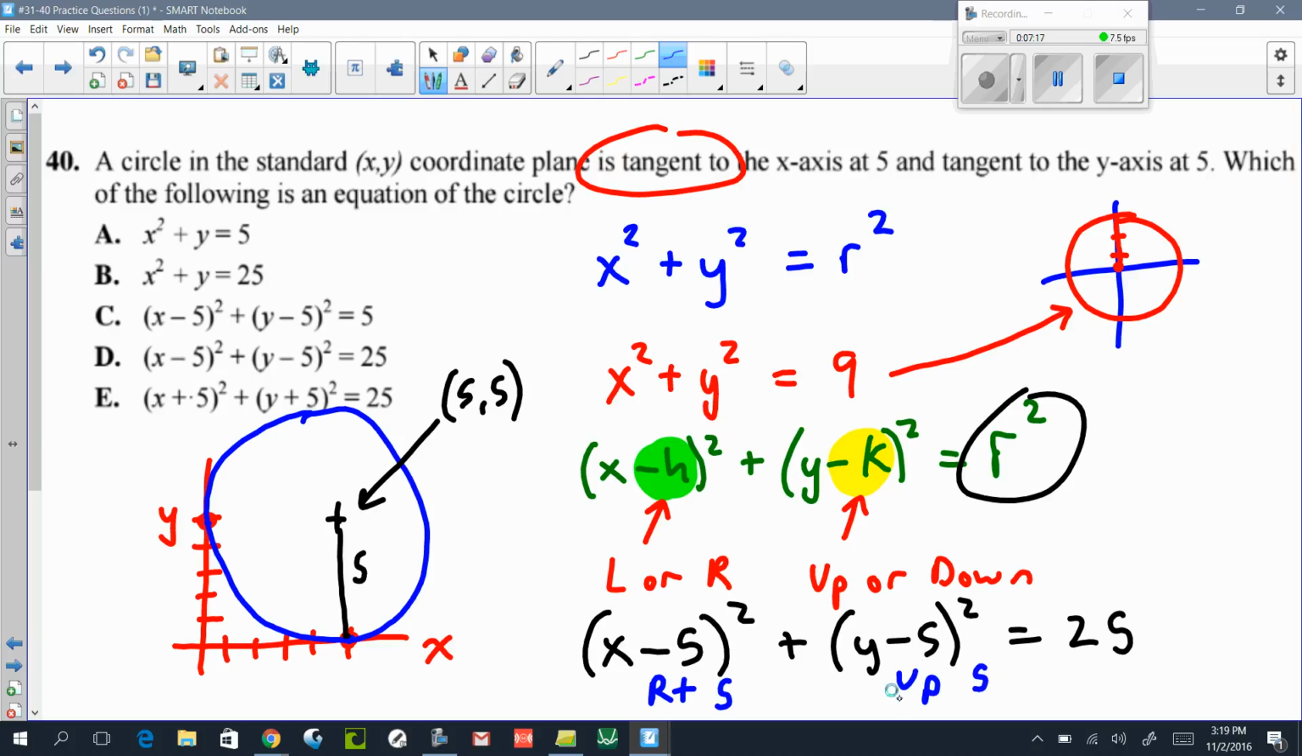Backwards from what you'd think because these are inside the parentheses. So any transformations inside the parentheses are backwards from what we might guess. Any transformations outside follow what we might guess. So the correct answer to this particular equation would be x minus 5 squared plus y minus 5 squared equals 25, which is D.